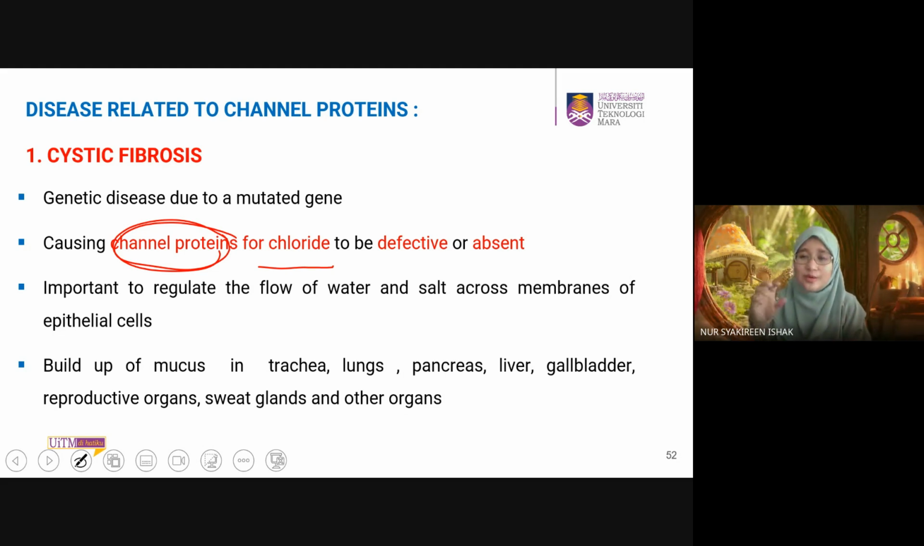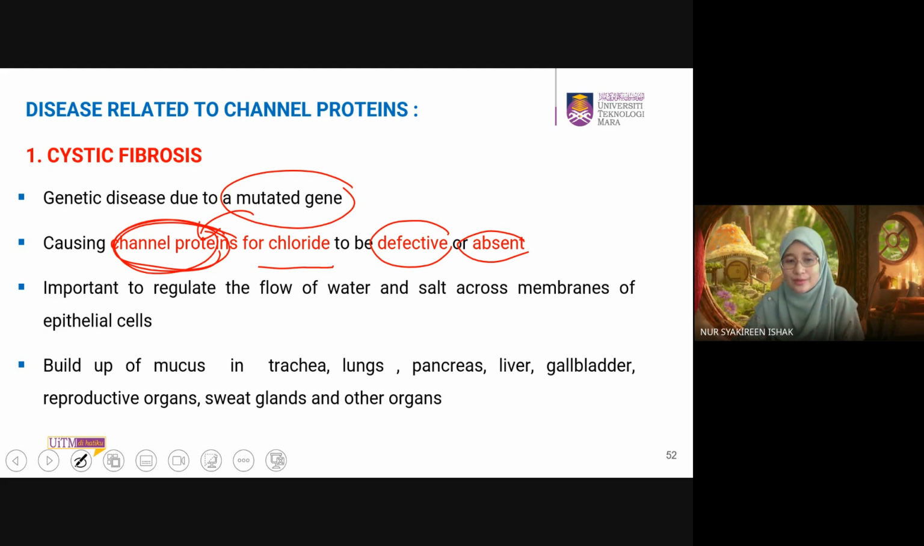So mutated, causing the synthesis of the channel protein to not occur, absent, unable to produce the channel protein at all, or the channel protein can be produced but cannot function, because the gene that codes for the synthesis of the channel protein is defective, mutated. So it leads to the synthesis of defective channel protein or no production at all.